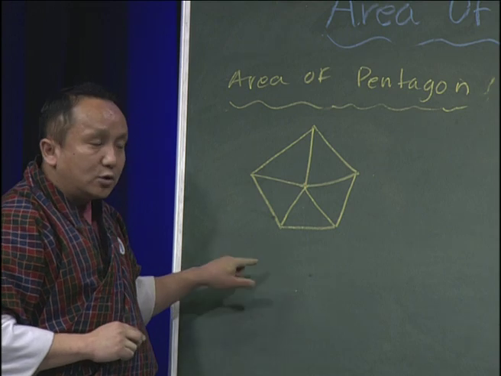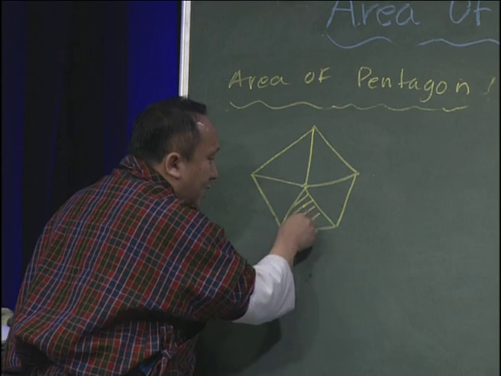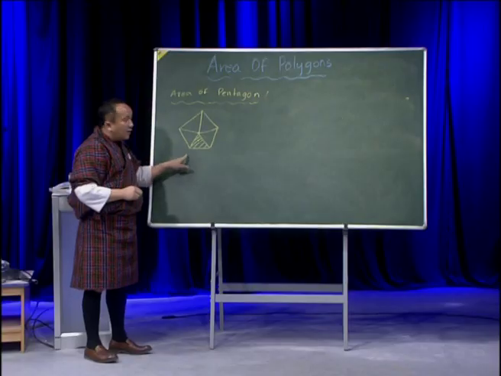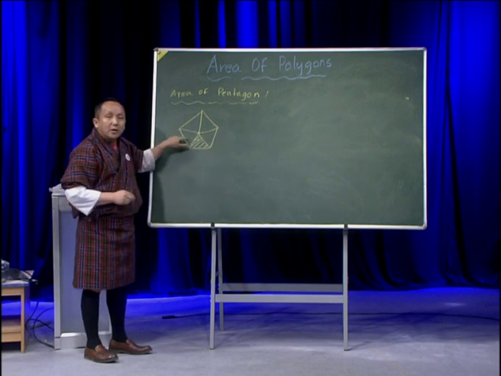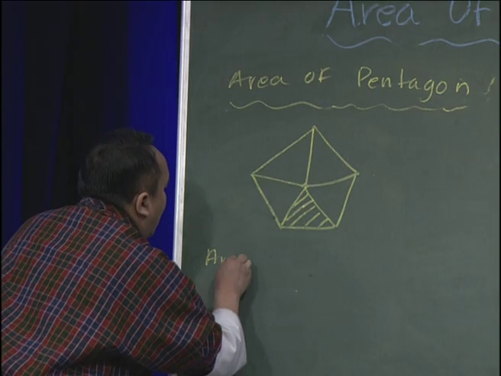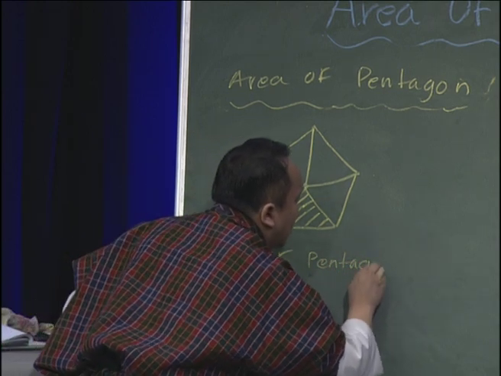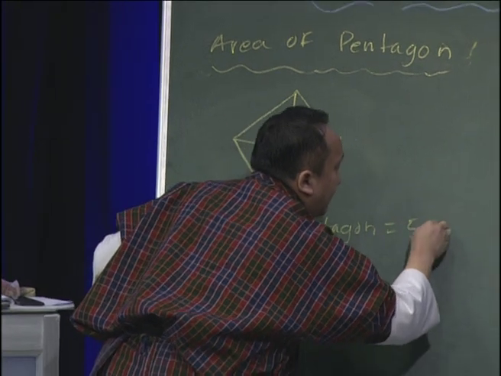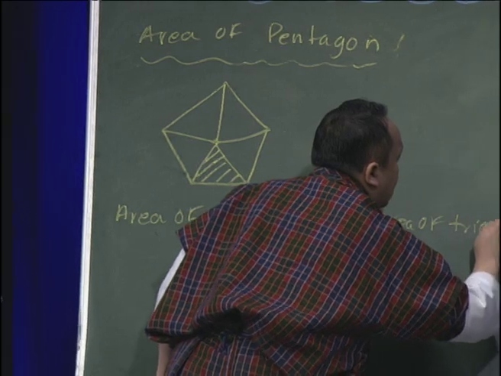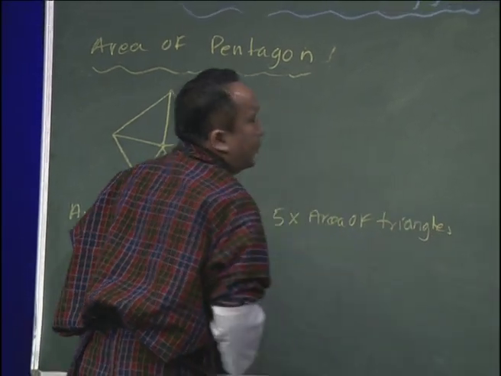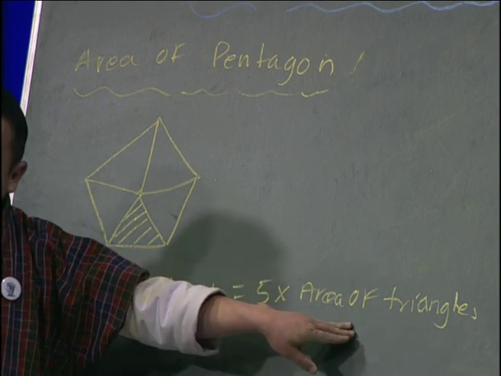5 equal triangles. So to find the area of a pentagon, like a hexagon, you find the area of one of the triangles in this pentagon and multiply by 5. Why multiply by 5? Because in a pentagon there are 5 equal triangles. So therefore the area of a regular pentagon is equal to 5 times the area of one of the triangles in the pentagon.